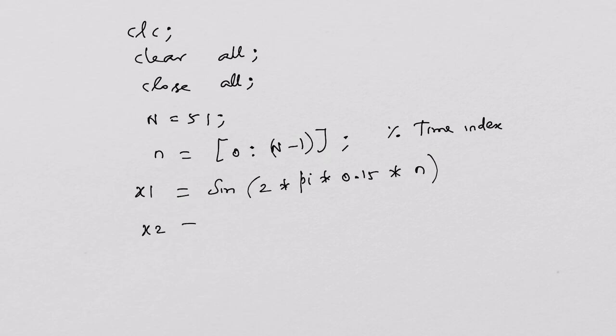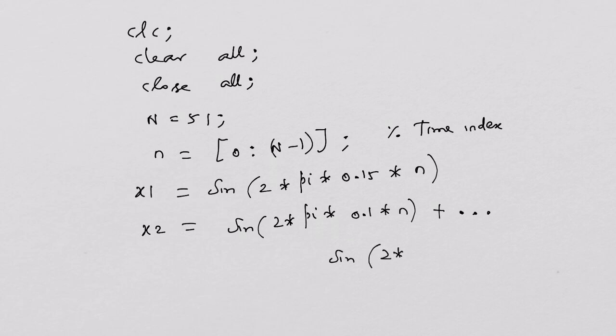I have another one, sine of 2 asterisk pi asterisk 0.1 is its normalized frequency, 2 pi f1 n is actually added with, right, sine of 2 asterisk pi asterisk 0.3. We create two sinusoids. We produce a sum of these two sinusoids.